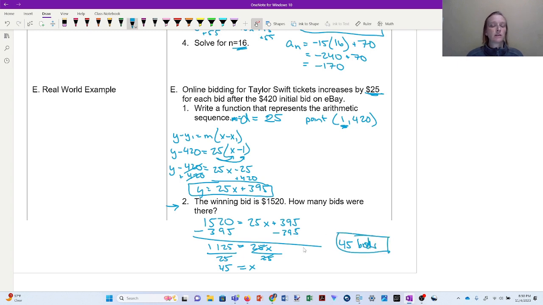Taylor Swift tickets. I hope this helped.